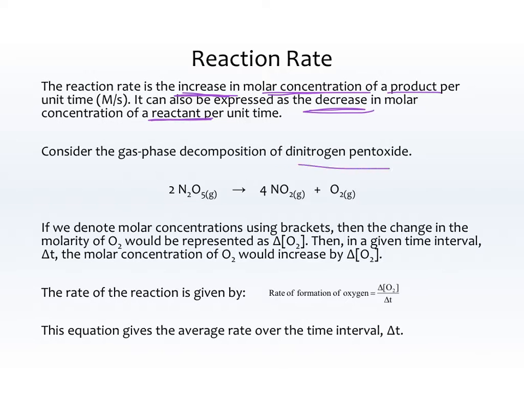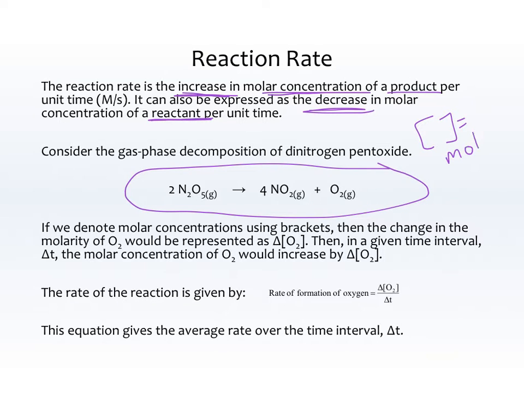So we're going to be looking at this reaction over the course of this video: 2N2O5 makes 4NO2 plus 2 oxygens. If we denote molar concentration using brackets, in other words, this is the same thing as saying molarity in units of moles per liter, then the change in molarity of oxygen will be represented as delta [O2], meaning the change in the moles per liter of oxygen in the container.